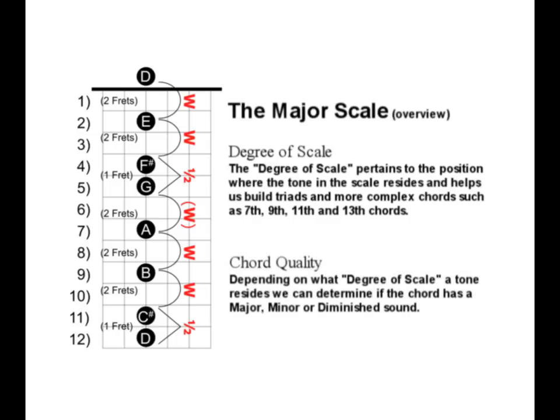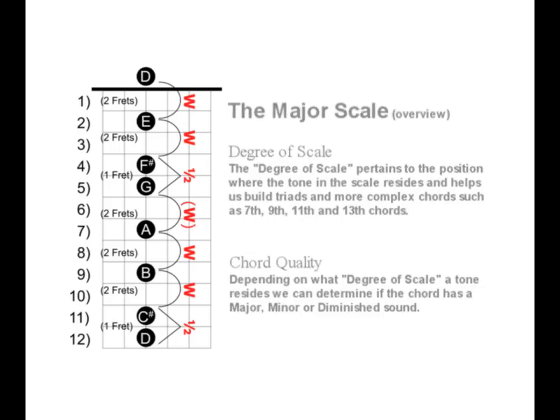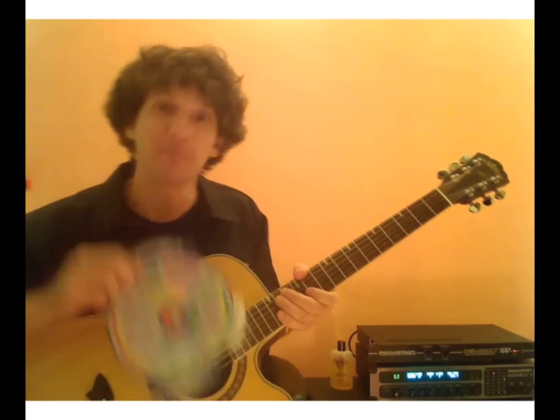Depending on what degree of the scale a tone might reside on, we can determine if the chord has a major, minor, or diminished sound. To further illustrate my point of working in the key of D major, I'd like to introduce you to one of my favorite reference tools, the guitar wheel. Check it out.